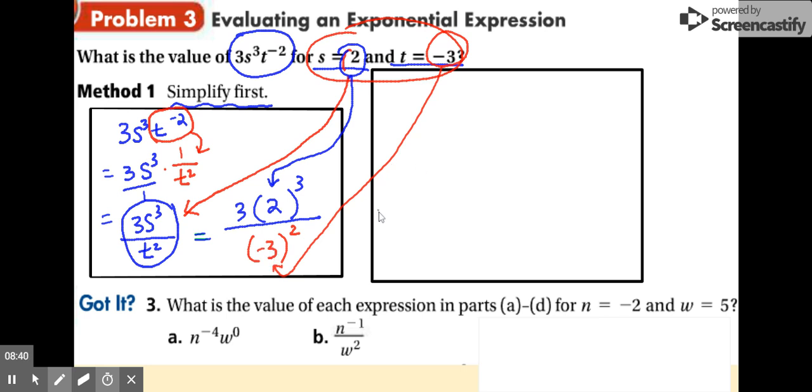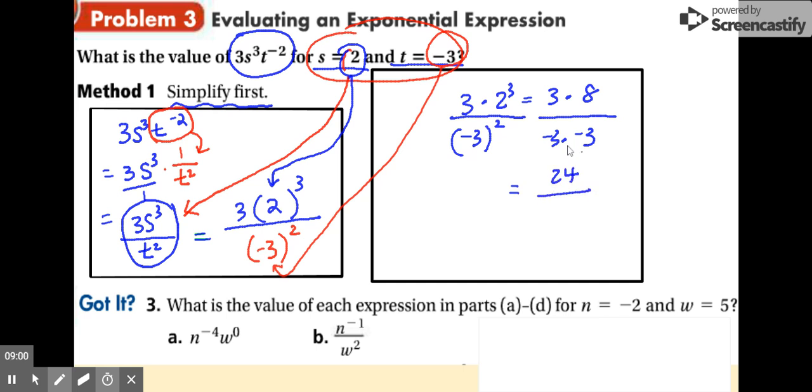So let's simplify this. So 3 times 2 to the third power, which is 3 times 8, and negative 3 times negative 3 squared, which is negative 3 times negative 3. So if you simplify this, it's going to be 24 over, what is negative 3 times negative 3? Negative 6? Positive 9. So if you simplify, because it's not in simplest form, let's simplify. I'm going to do divided by 3. Divided by 3. So the answer is going to be 8 over 3. You're good to go.